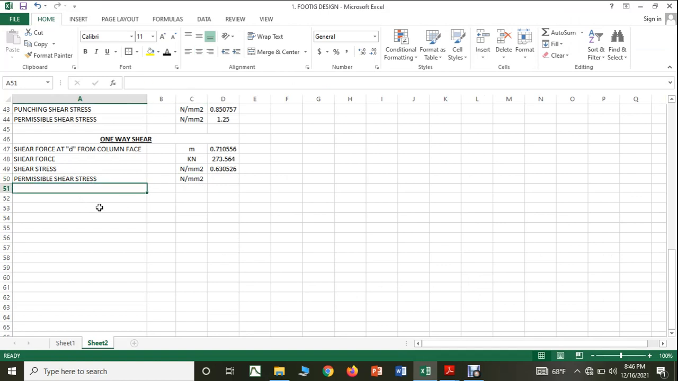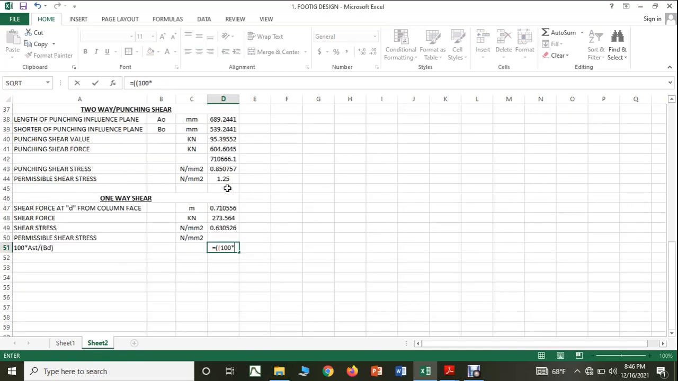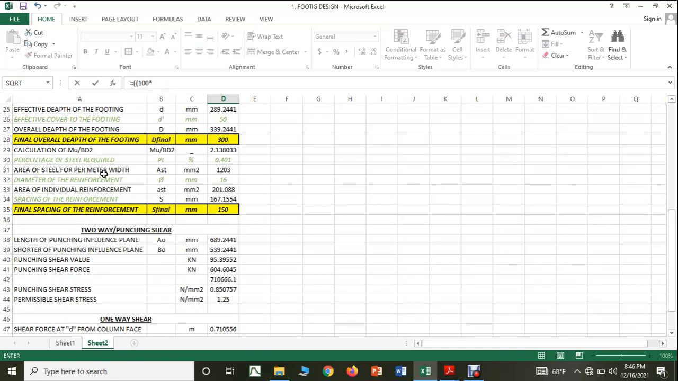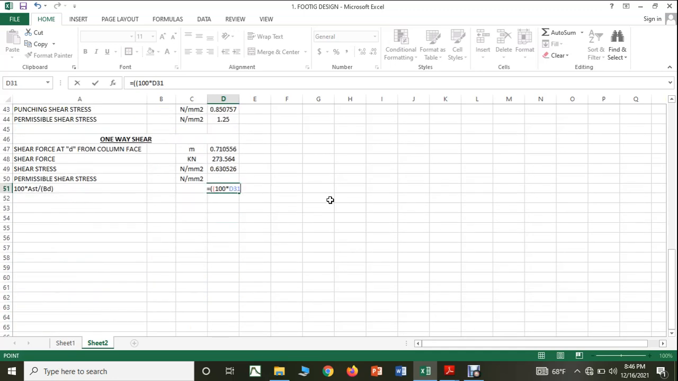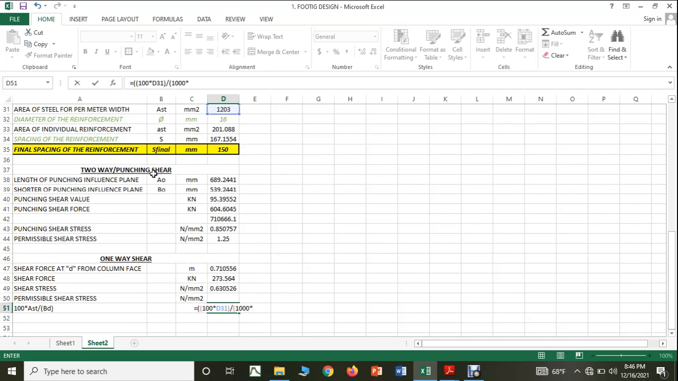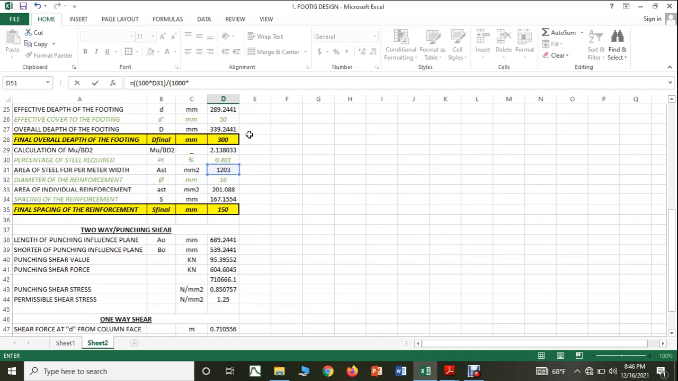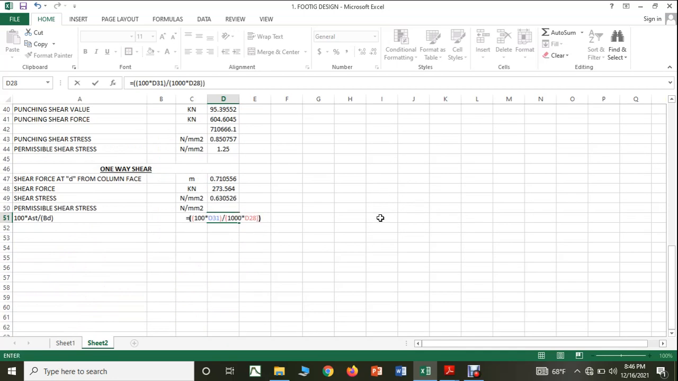So how do you calculate that? I will just write 100 into AST divided by small b capital D. Again there is no unit, right? It will be 100 into AST, that is the area of steel required, divided by B, which is 1000, into capital D, my overall final depth. So that will give you your 100 AST by BD value of 0.40.